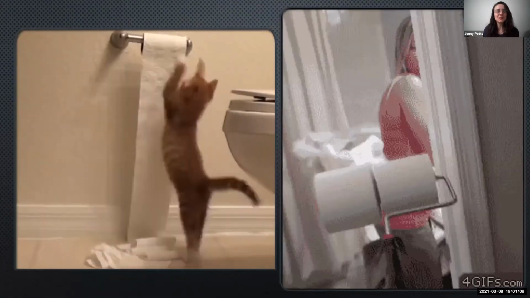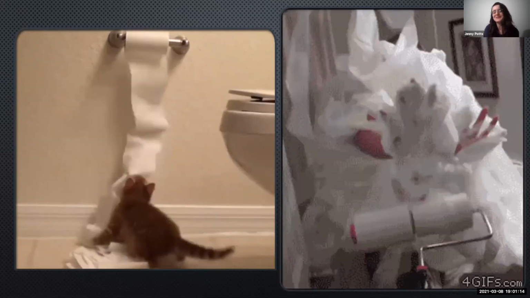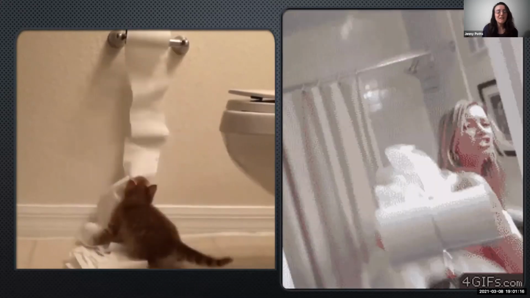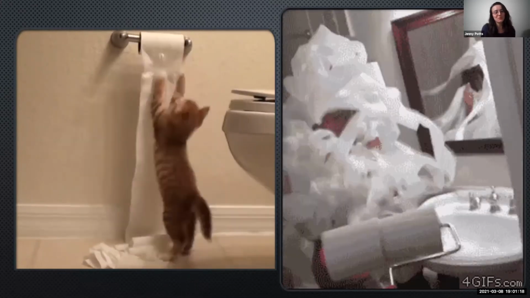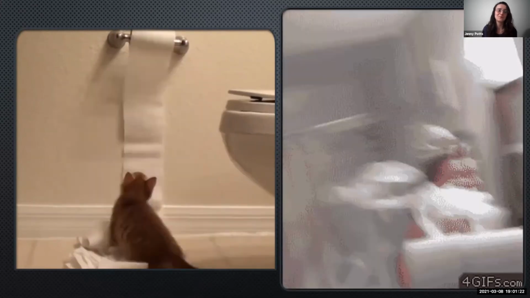Here's two visualizations for that. I couldn't pick between them, so I used both. It's very quick and fast to unravel a toilet roll. However, it would take much, much longer to roll it back up.